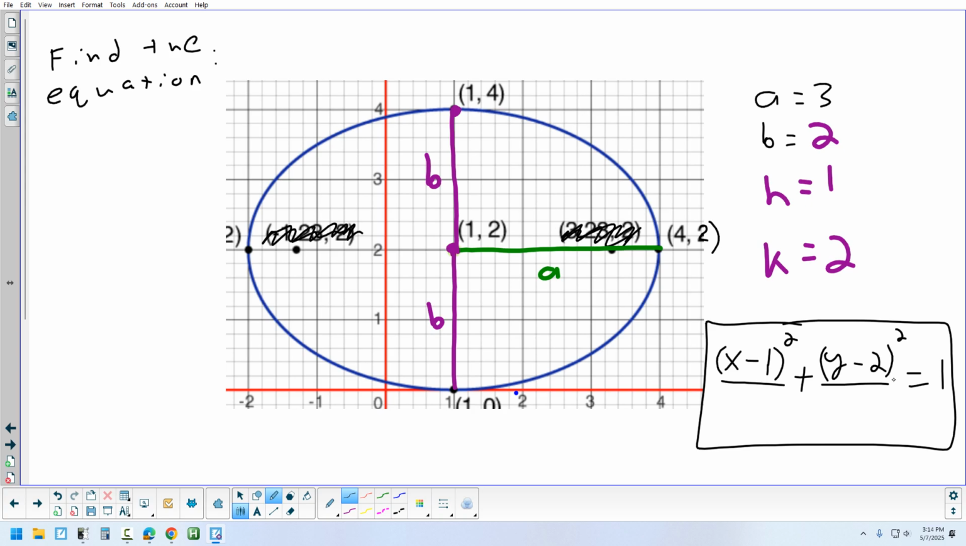So between these 2, the bigger number is 3. So that means underneath X you put 9, and underneath Y, 4. Perfect. And that's the equation of your ellipse. Any question on that one?